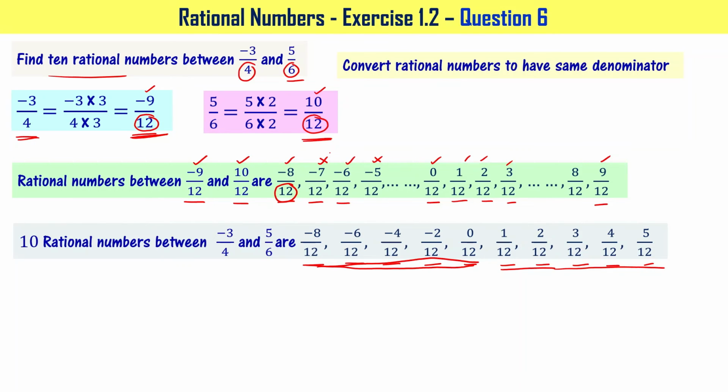So you don't need to really worry about the pattern. You can pick whatever numbers you like from this particular list, so that you can write 10 rational numbers to answer the question, right?